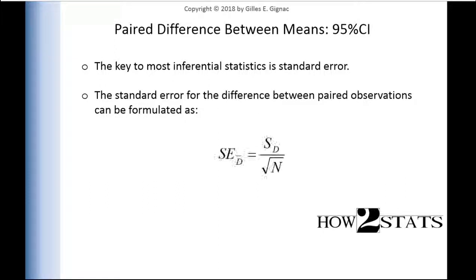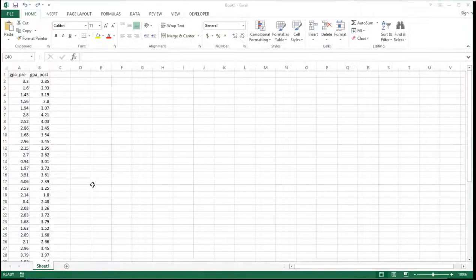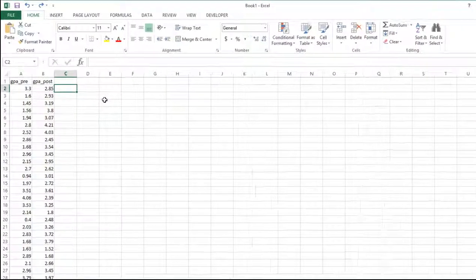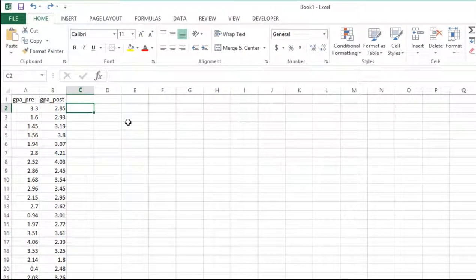Here I'm going to show you the most common way that people represent and estimate the standard error of the difference between paired observations. So this is for a paired sample t-test. It's the standard deviation of the difference scores divided by the square root of n. That's really what it comes down to. You just have to calculate the difference scores, then calculate the standard deviation for those difference scores, and divide that value by the square root of n. To show you that in more concrete terms, I'm going to calculate it in Excel.